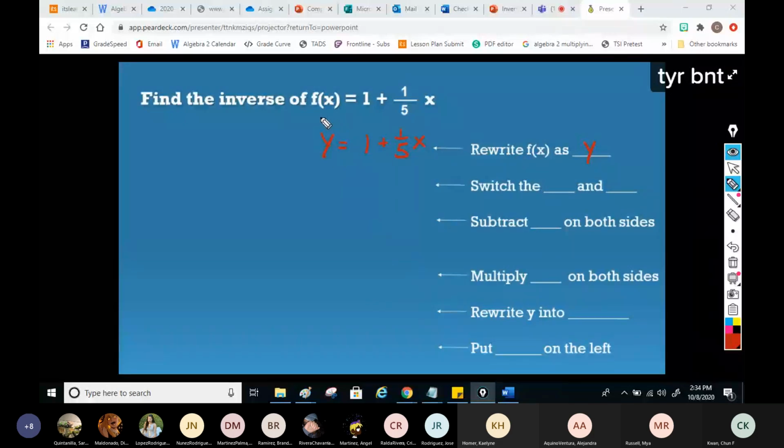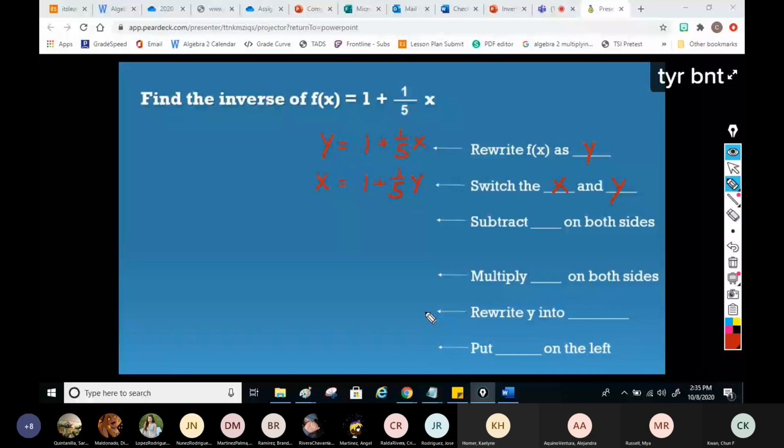Rewrite f of x as y. So all I did is just replace the f of x with y. And then switch the x and the y. So the y becomes an x, and then the x becomes a y. All right, there goes the easy part, all right?